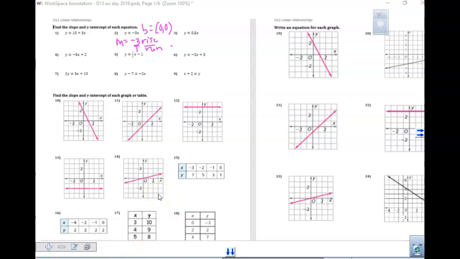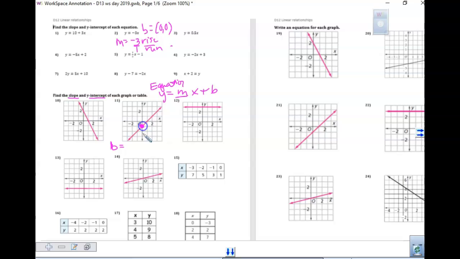10 through 14. On the quiz today, I'm going to ask you 2 questions, and besides telling me the slope and the y-intercept, I'm going to say write the equation. Anytime you see write an equation, that means y equals mx plus b. So looking at number 11, what is my y-intercept? What is my b?